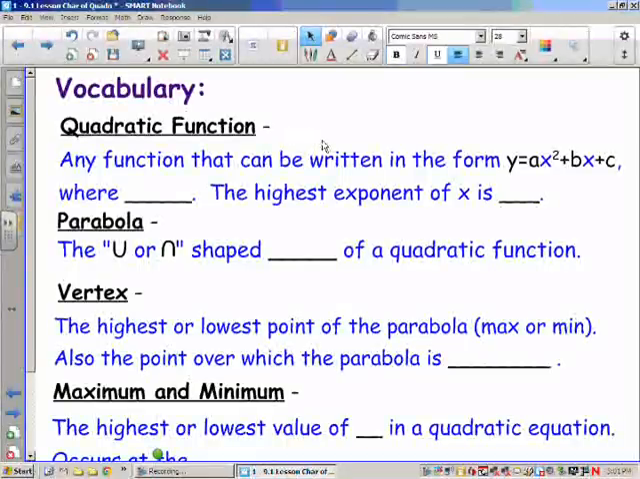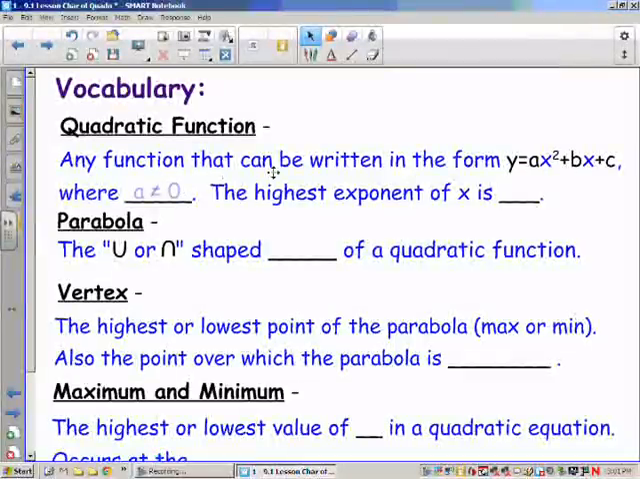So some vocabulary we need to get familiar with. A quadratic function is any function that can be written in the form y equals ax squared plus bx plus c, where a cannot equal 0, and also the highest exponent of x has to be 2. So we have to have this number in front of x squared to make the x squared show up. If it was a 0, we wouldn't even see it.